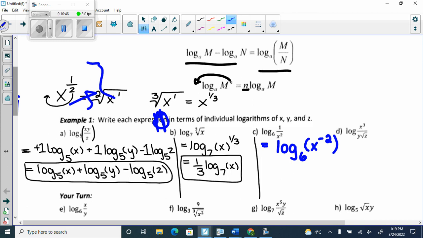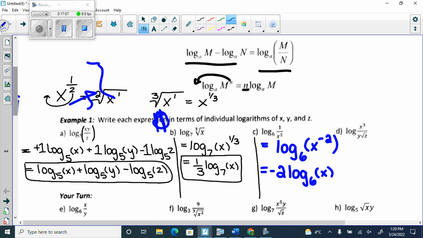Yeah. Okay, what do we do with this exponent? We could take the exponent and we could do what with it? You could drop it in front. So you could write this as negative 2 log base 6 of x. What else did you put in there that I cannot see at the moment?